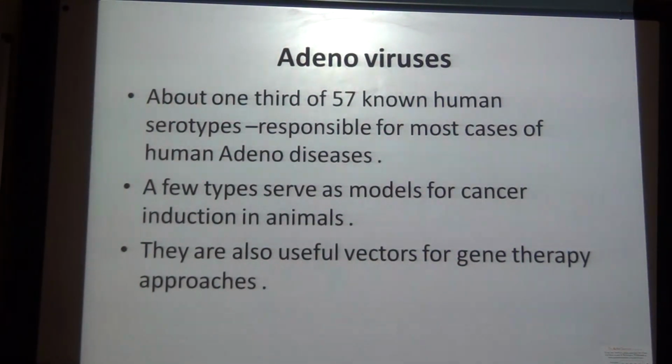There are 57 known human serotypes of the adenoviruses. Out of these 57, almost 1/3 cause diseases in humans. Then a few types of adenoviruses are used as models for cancer induction in animals. And another use of the adenoviruses is that they are used as vectors for gene therapy.